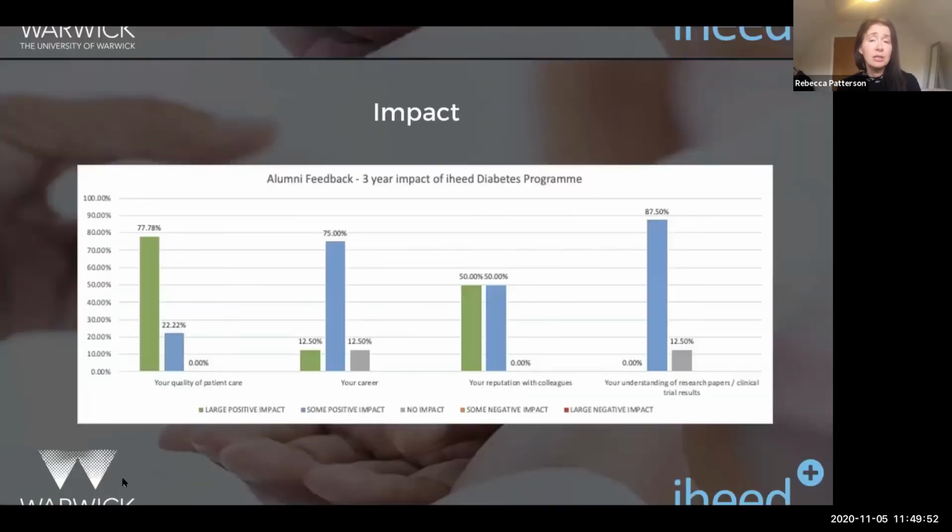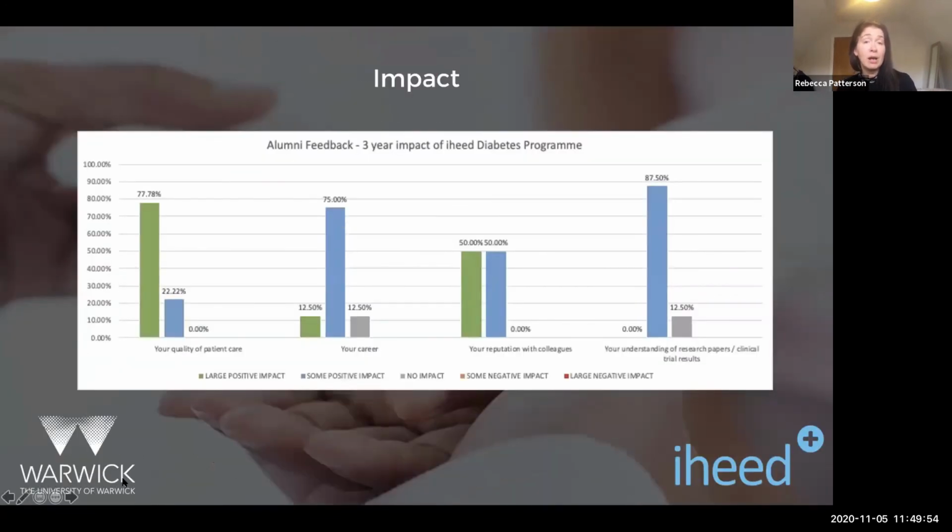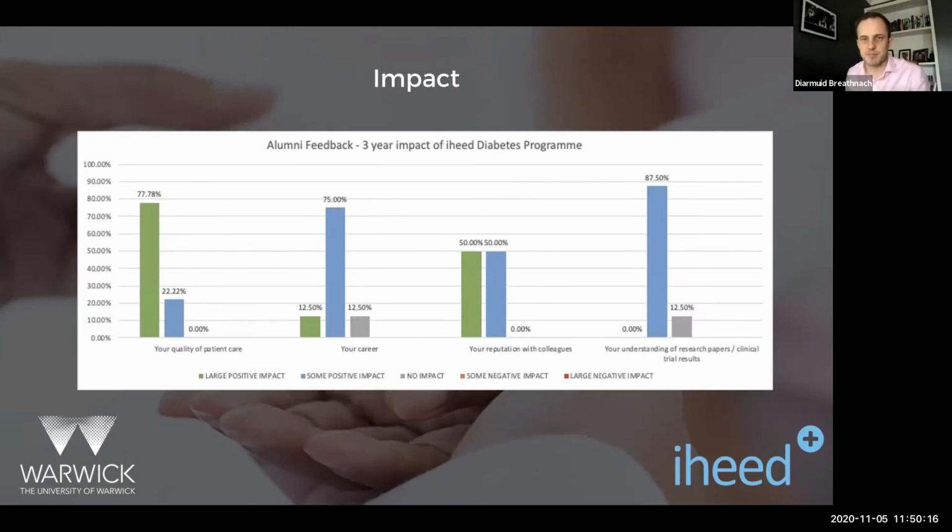The next one you'll see here is the impact of the program, having interviewed students 3 years after completing the program. There's a huge 80% increase in large positive impact on the quality of patient care. There's some positive impact in terms of the career. Many of our students have gone on to set up their own diabetes clinics, and they're recognized as a diabetes expert in their own community.